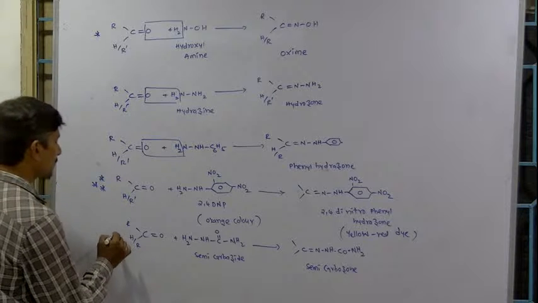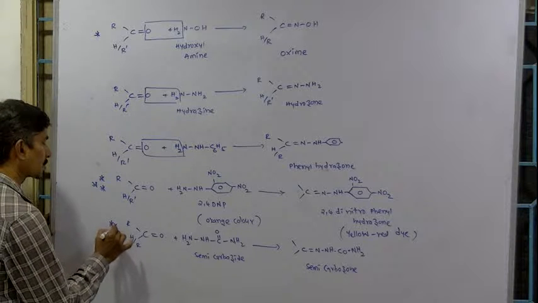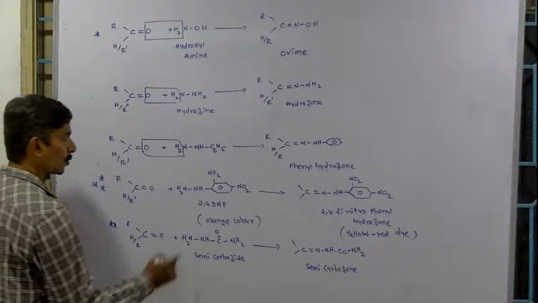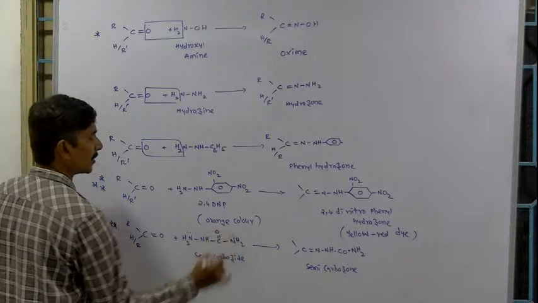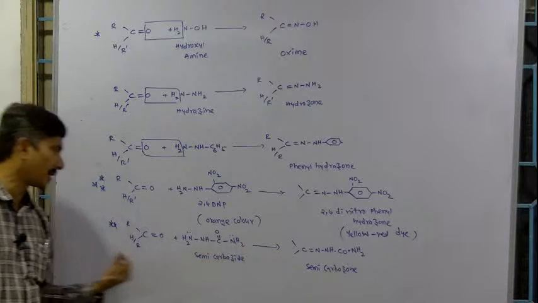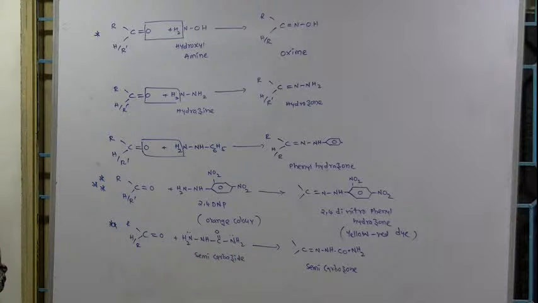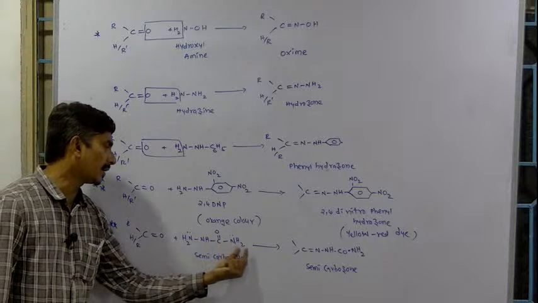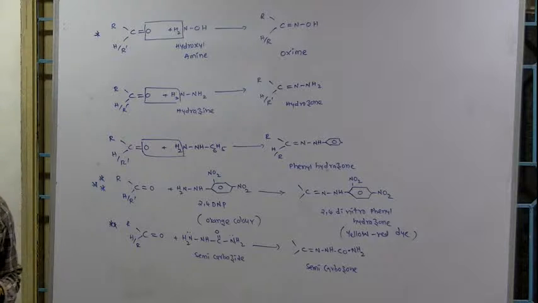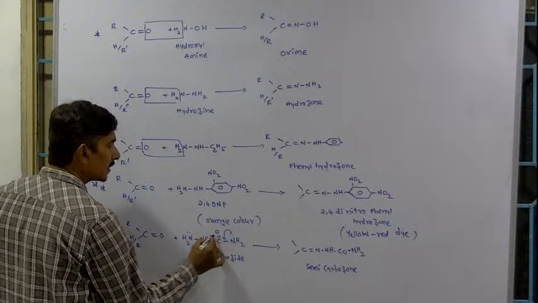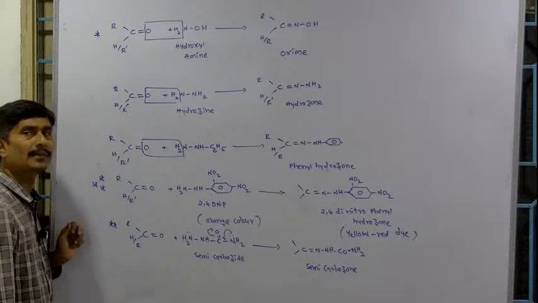There is a chance of a question being asked here. In semicarbazide, there are two NH2 groups. Here is also nitrogen, here is also nitrogen. Why are the hydrogens of these NH2 groups not involved in the reaction? Because the lone pair is in resonance and not freely available.